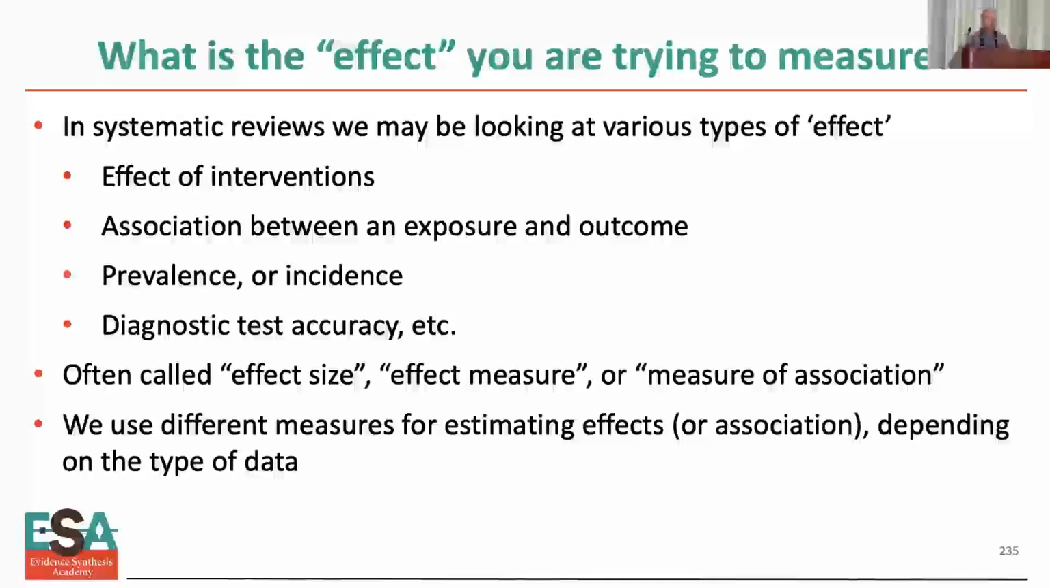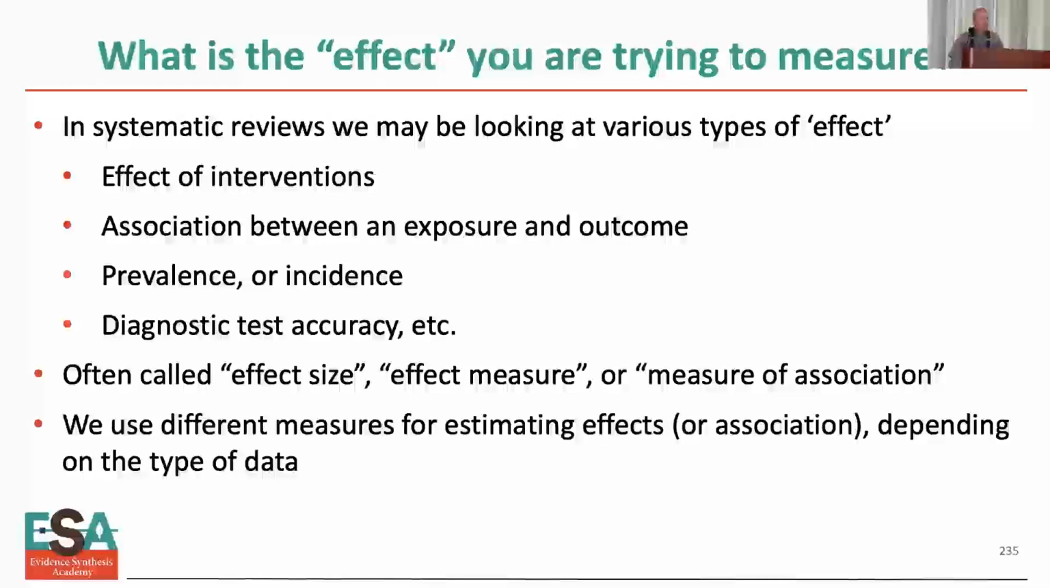So the first thing you want to think about is what's the effect that you're trying to measure. And so we might be looking at various types of effect in a given systematic review. For example, the most common use of meta-analysis is to look at the effect of interventions. So how does one intervention compare to another?